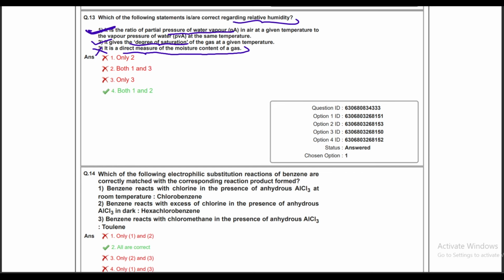Actually, relative humidity is not a direct measurement of the moisture content of gas. It is a measure of how saturated the air is with water vapor. So the third statement is incorrect. The first two statements are correct, both 1 and 2. So the fourth option is the correct answer in this question.